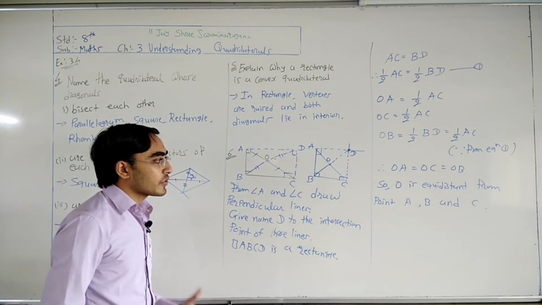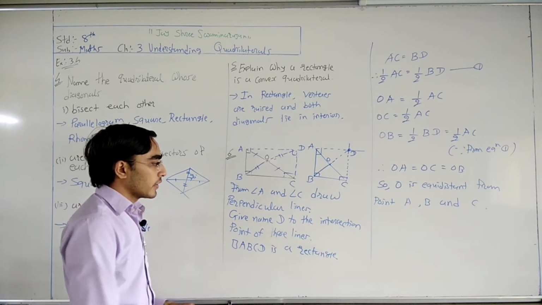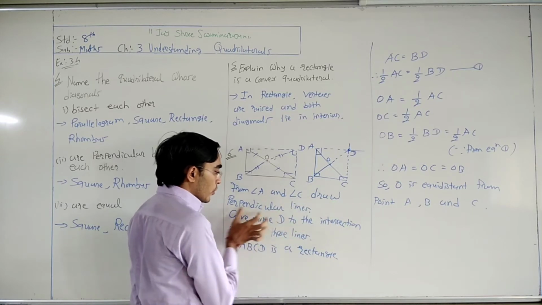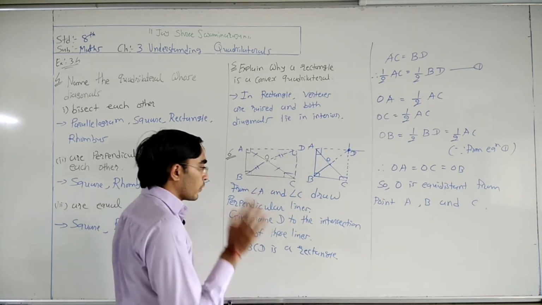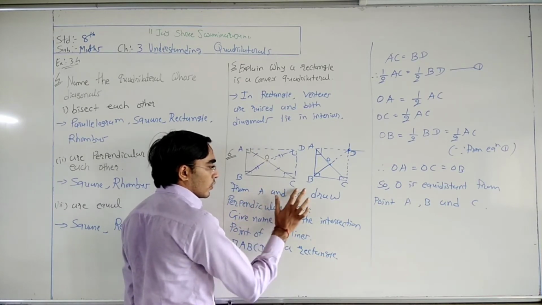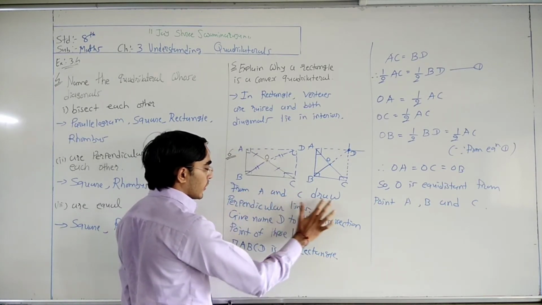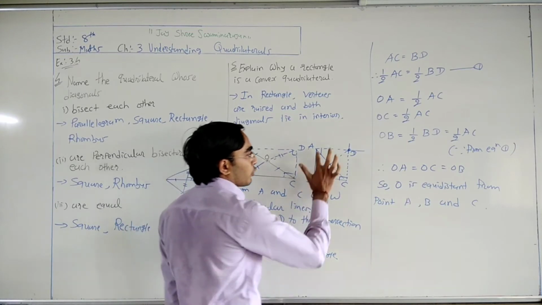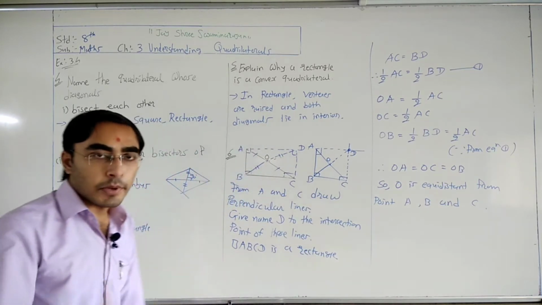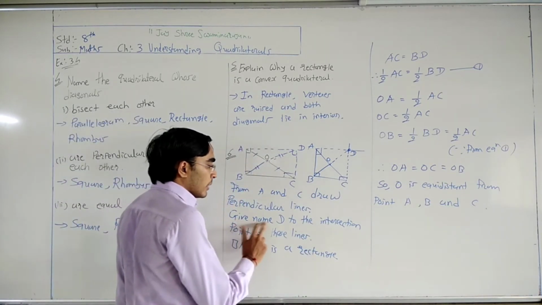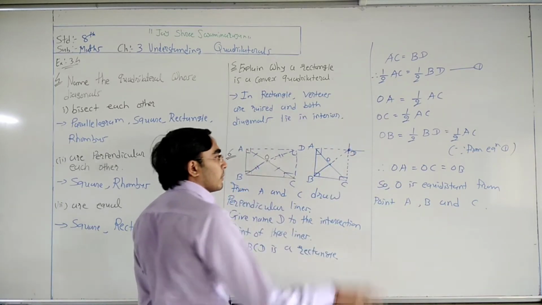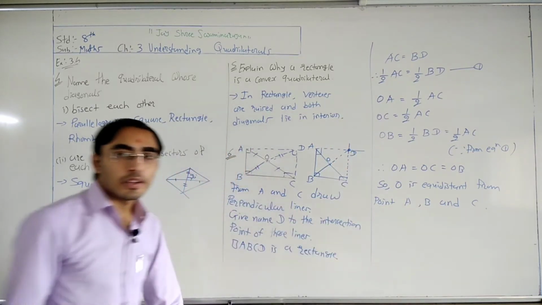So first of all, whatever construction we do here, that we need to write here. So from vertices A and C, draw perpendicular lines. So from A, one perpendicular line. From C, one perpendicular line. Then give name D to the intersection point of these two lines.